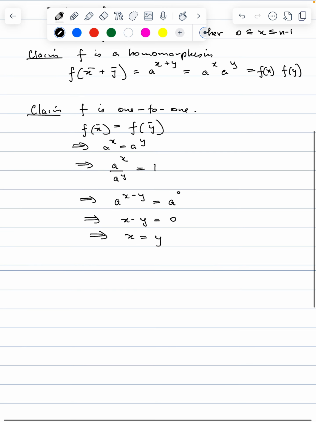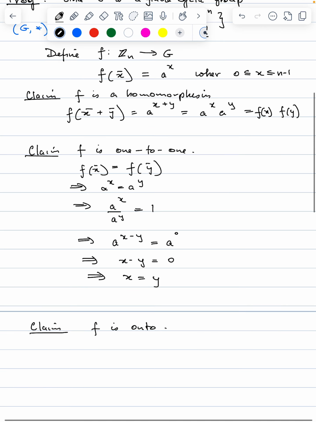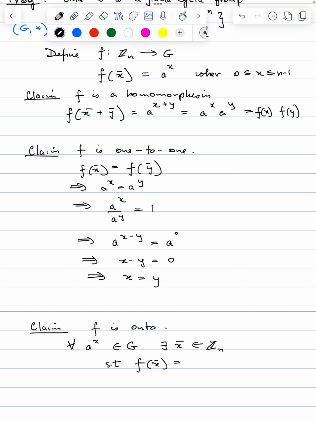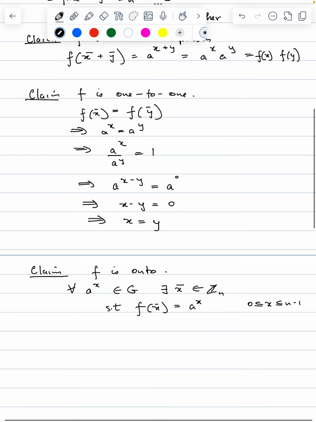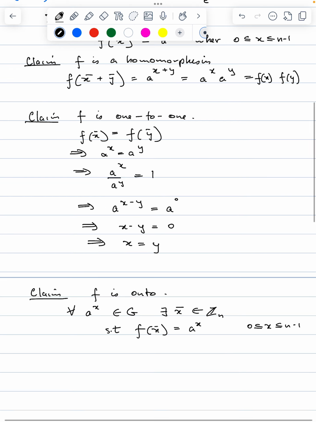And lastly, we will show that it is onto. Onto is usually very straightforward. It just follows from the definition. Usually, not always. It certainly is straightforward here. For every element a to the x in G, there will be an x bar in Zn such that f of x bar equals a to the x, right? 0 less than or equal to x less than or equal to n minus 1. Thus, we have f is a homomorphism, f is one-to-one, f is onto, and we may conclude f is an isomorphism.